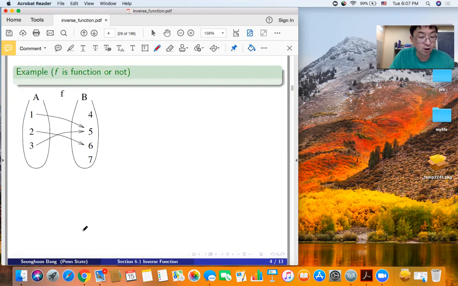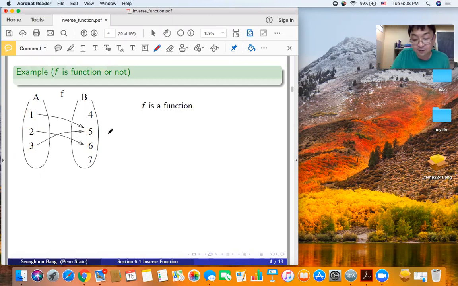So why? As I said before, you choose any element in A: the 1 is going to exactly one number, 5. The 2 is going to exactly one number, 6. The 3 is going to exactly one number, 5. It doesn't matter that two different numbers are going to one number. This is a function. It is not one-to-one, which I can talk about later.